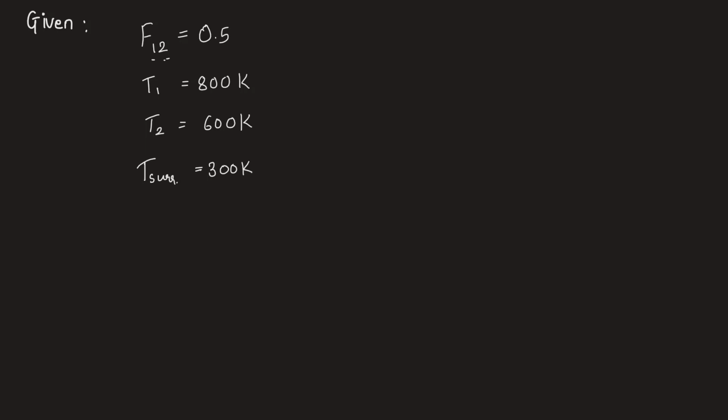So we'll write the given information first. View factor F12 is given to be 0.5. So there are two surfaces 1 and 2. View factor of 1 with respect to 2 is 0.5. Temperature of surface 1, T1, is 800 Kelvin. Of the second surface it is 600 Kelvin. For surroundings the temperature is given to be 300 Kelvin. Then the Stefan-Boltzmann constant a is 5.67 into 10 to the power minus 8, having the unit watt per meter square Kelvin raised to 4.